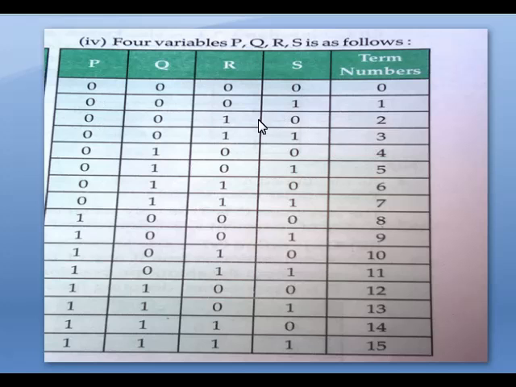Don't memorize these values 0 0 0 0 0 0. If it is 4 bits, you have to write 1 2 4 8. If it is 3 bits, 1 2 4. If it is 2 bits, 1 2. Okay? So this is the truth table for 4 variables.